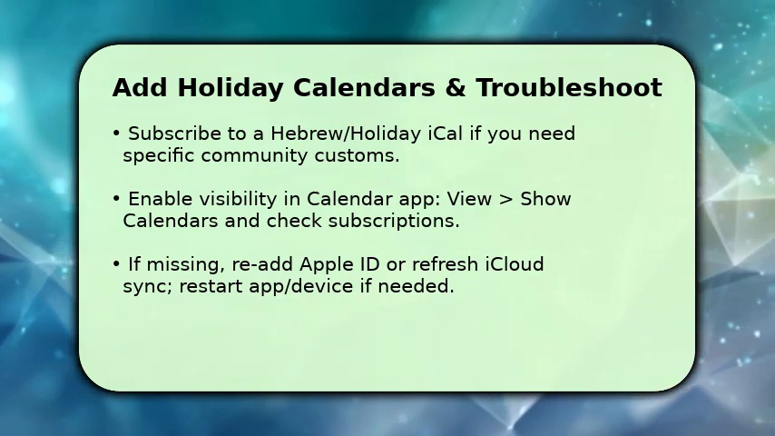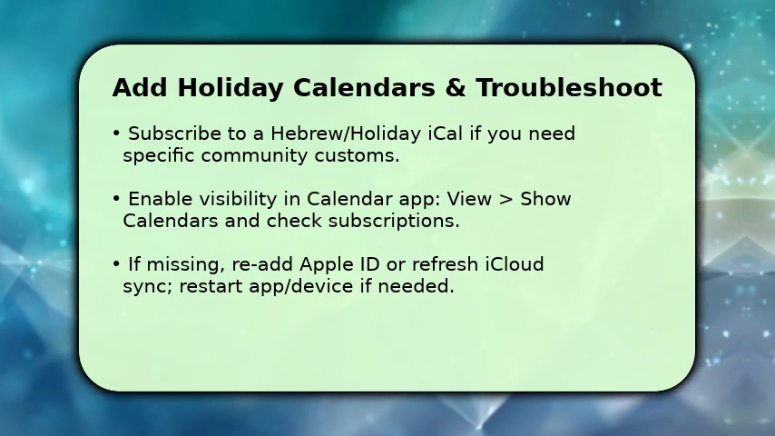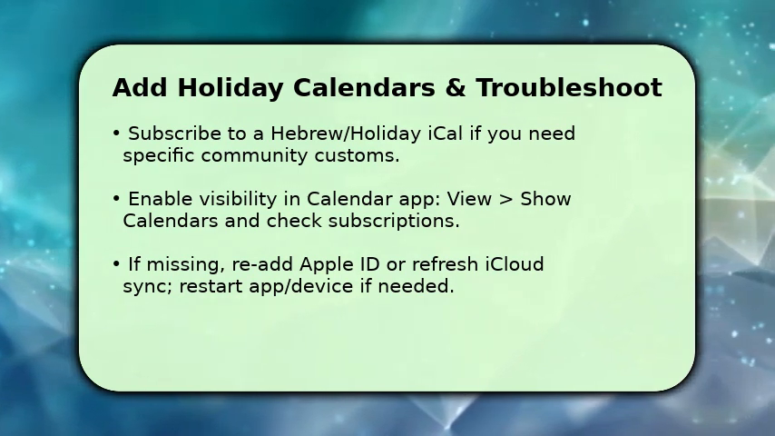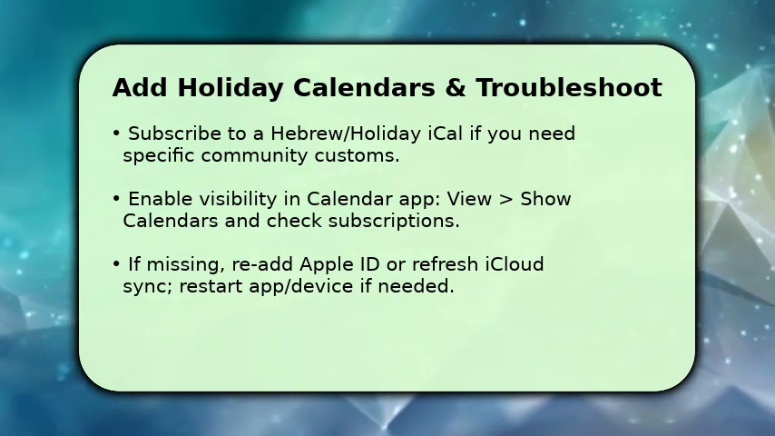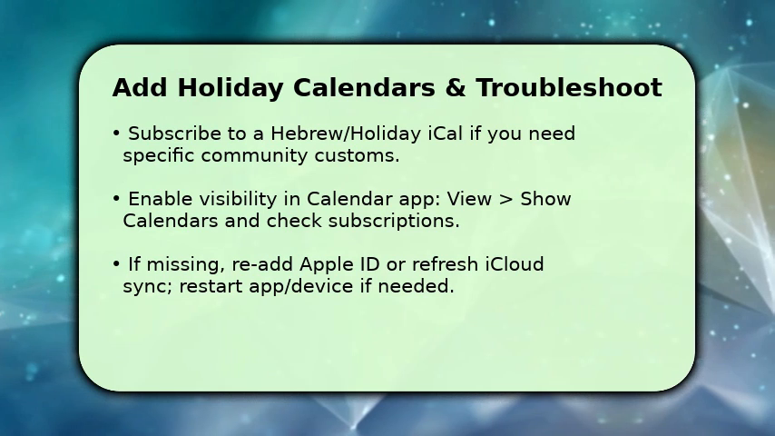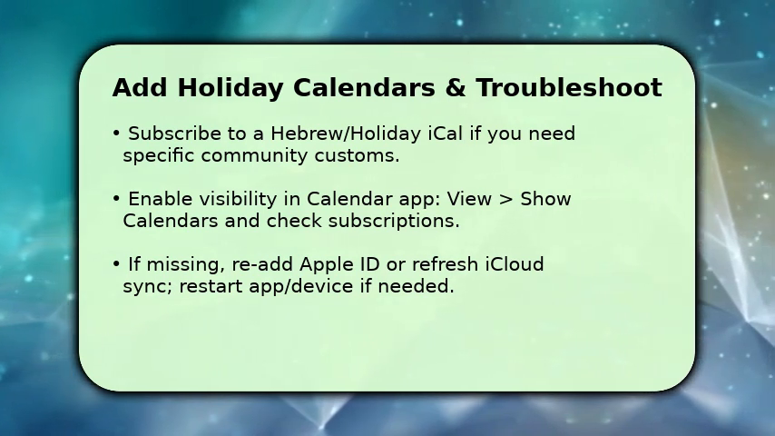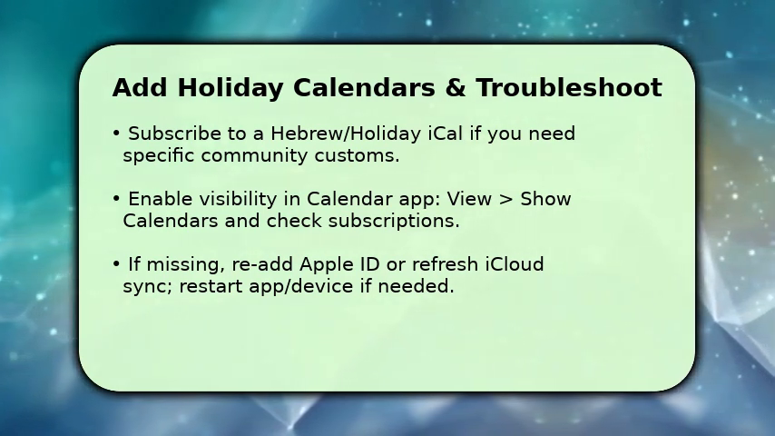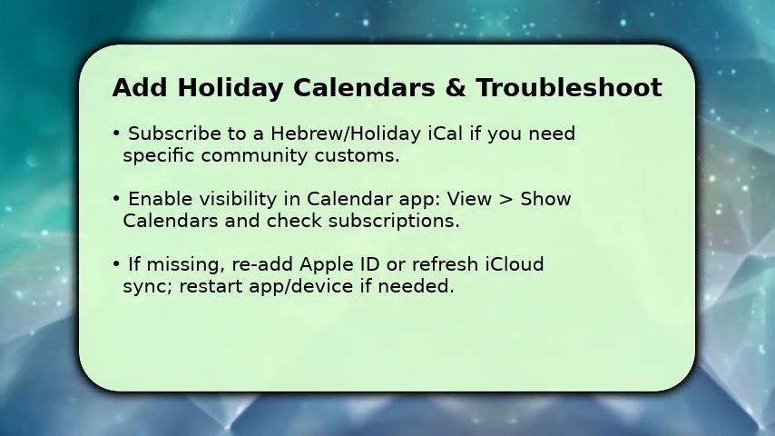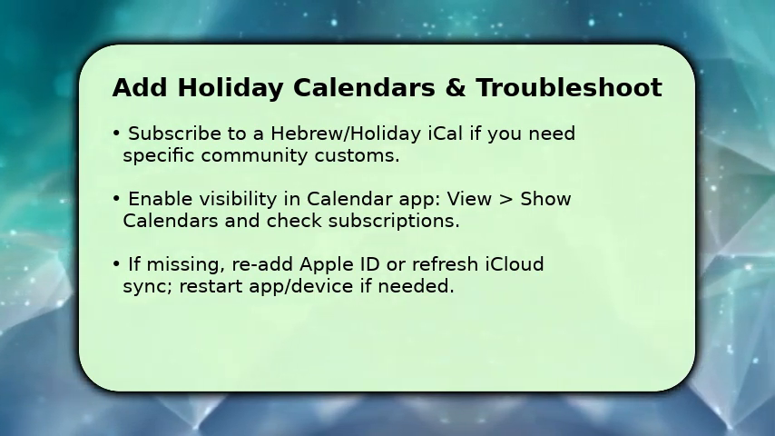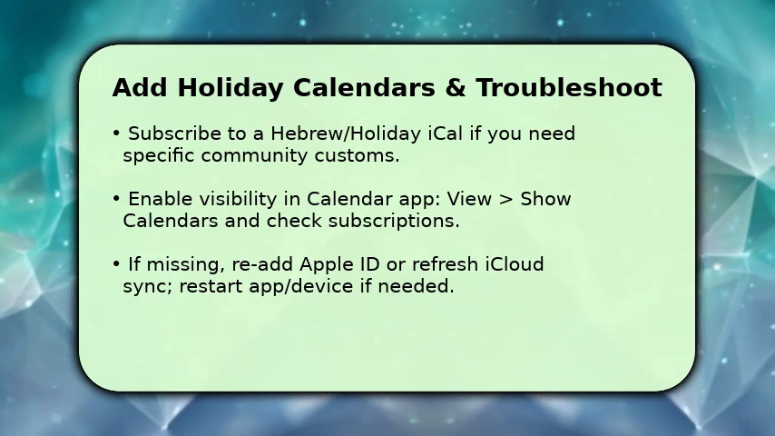Use Mail or Safari to open a public iCal link and choose Subscribe, or add via Calendar, File, New Calendar Subscription on Mac. Then confirm visibility by enabling the new calendar in the sidebar. If events don't appear, make sure iCloud Calendar is enabled, re-sign into your Apple ID, or restart the calendar app. A common fix: toggle Calendar Sync off, wait a few seconds, then toggle it back on.